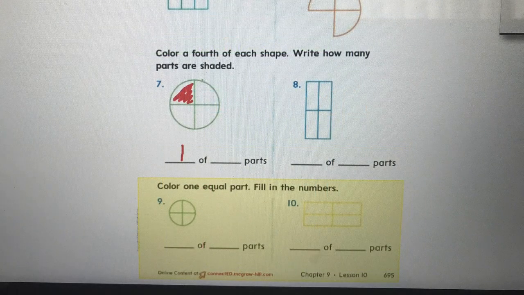For problems 9 and 10, color 1 equal part and fill in the numbers on the lines. 1 of 4 parts. For both problems 9 and 10, the line should say 1 of 4 parts because there are 4 equal parts and you shaded in 1 with your pencil.